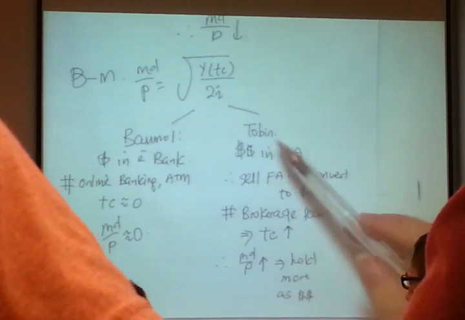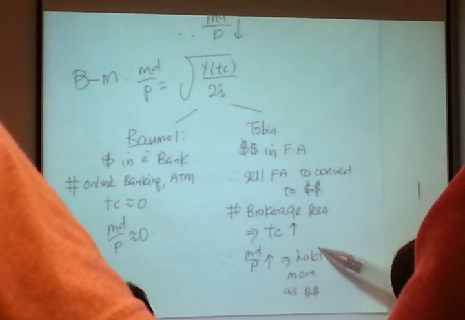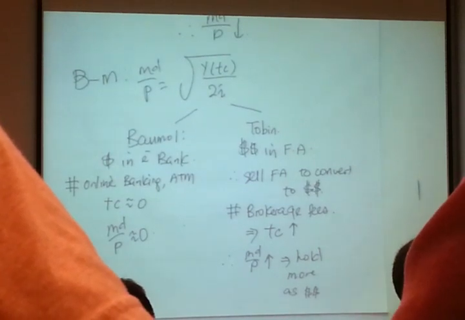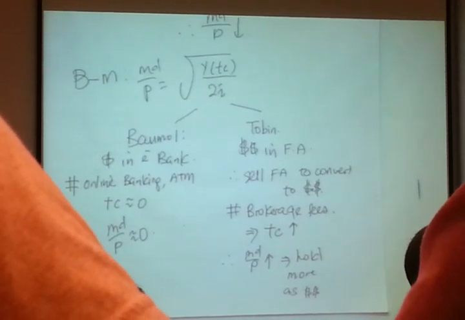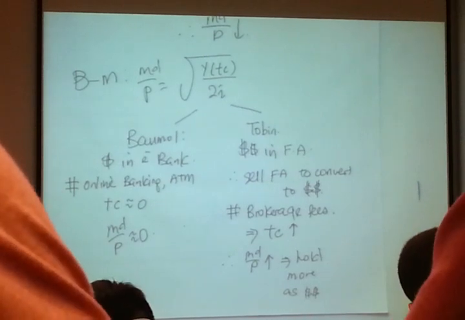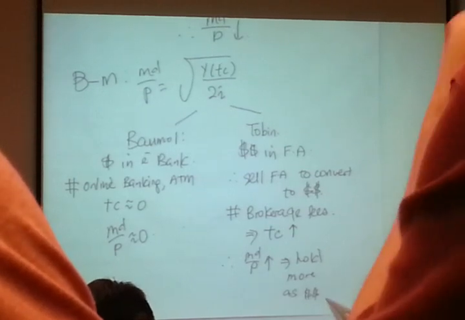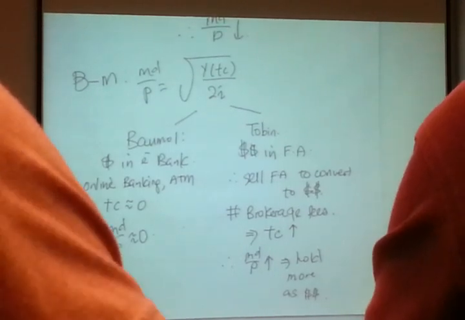So both, the Baumol's model is easier because we all can relate to it. Tobin is a little bit tricky. They like to test brokerage fees. You have to think of it. You are already holding FA. If transaction cost goes up, you will sell away so that you don't have to keep selling. Then you hold a lot of liquidity, money demand goes up.